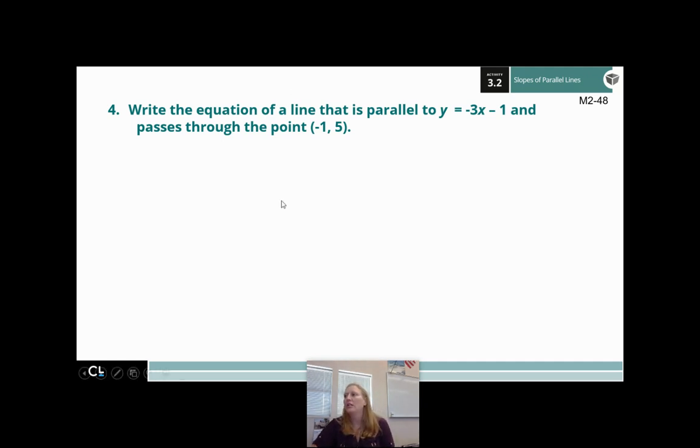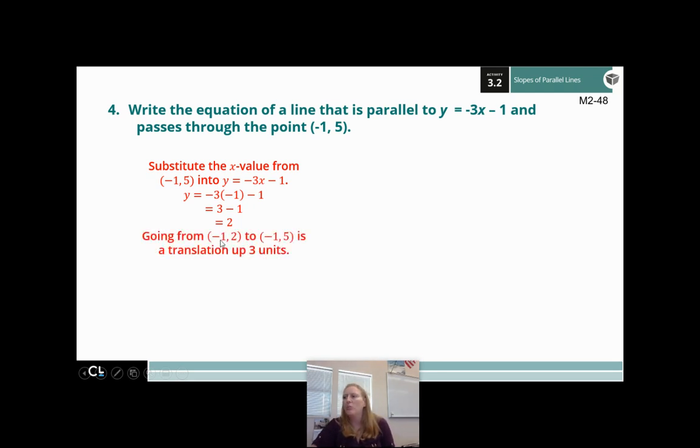So I started with Jillian's method where I was like, okay, I can substitute the x value from this point, (-1, 5), into my function. So I'm going to plug in a -1 for x. So y equals -3 times -1 minus 1. If I multiply -3 and a -1, I get a +3. Minus 1 gives me 2. So here's the deal. My original point then was (-1, 2). If I plugged in a -1, I got a 2.